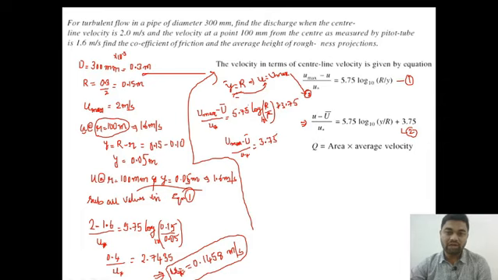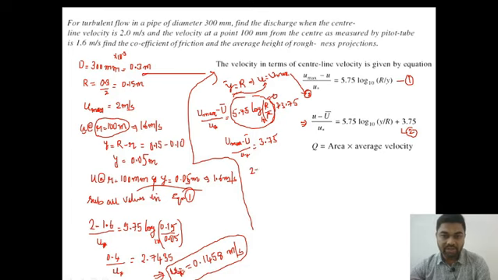3.75. This total value becomes 0. Why does it become 0? R by R is 1, and log 1 to the base 10 is 0. So 5.75 into 0 is 0, leaving 3.75. So what is the value of u max? The value of u max is 2.